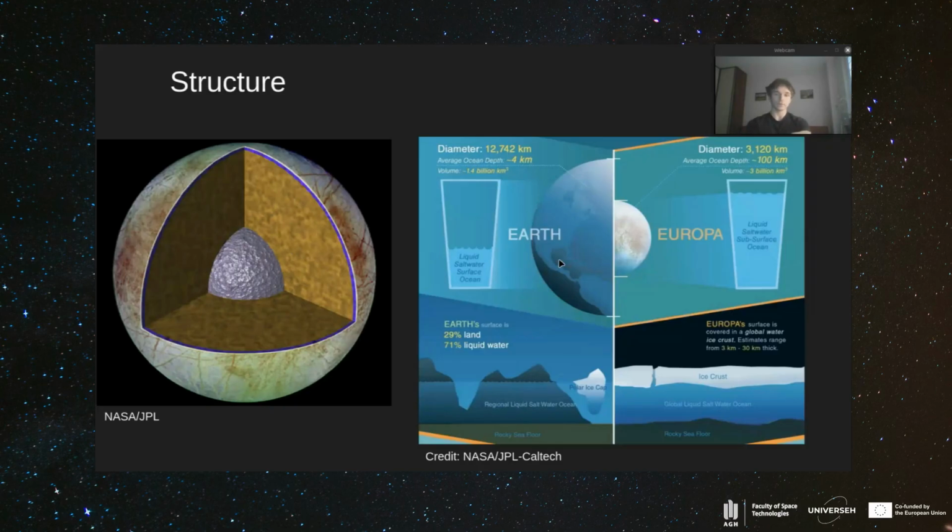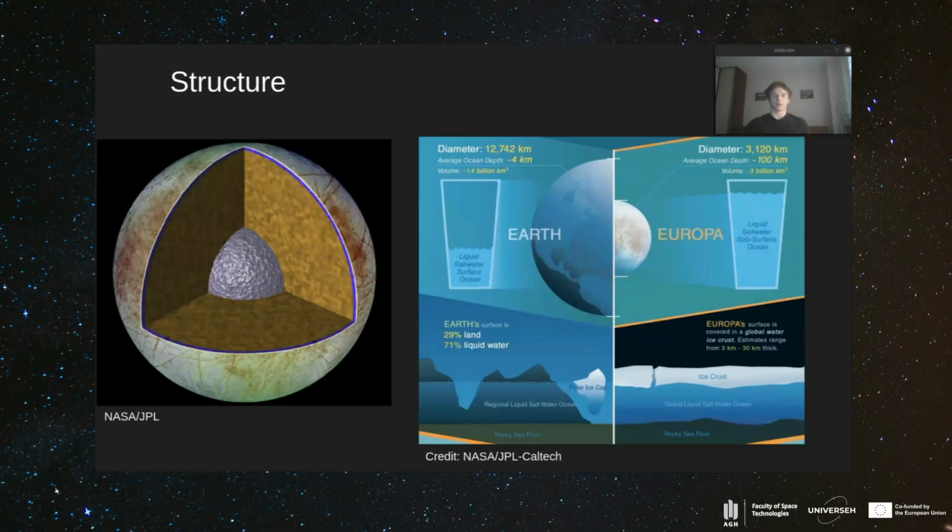And you can see here also the comparison between Earth and Europa. I said before that the diameter of Earth is 4 times more than that of Europa. However, Europa has twice as much salt water as Earth. What's also interesting, the average ocean depth for Earth is 4 kilometers, but for Europa it is 25 times more. As I said before, it's between 60 and 150 kilometers deep, the saltwater ocean.